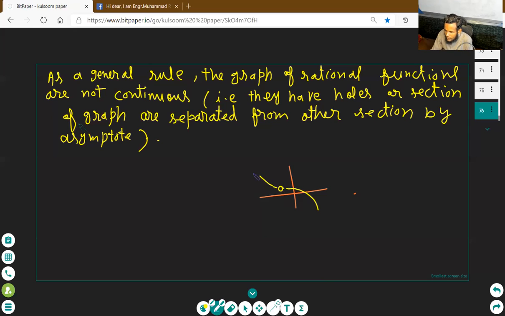This is a hole. Now I tell you when we will get the hole and when we will get the asymptotes, okay? Clear? There is some condition in which we will get the asymptotes and there will be some condition in which we will get the hole, okay?